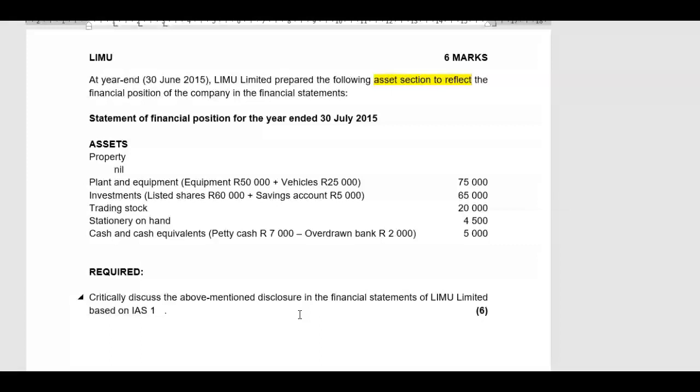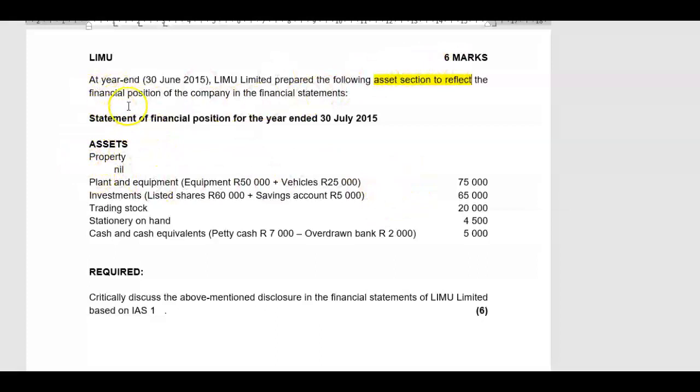Now again, we have to criticize this disclosure, which is fairly easy. The first thing that is missing here is the name of the entity. Now guys, before you start listening to the answer, try to identify as many as possible of these things that are not right for yourself, and then you continue and listen to the answer.